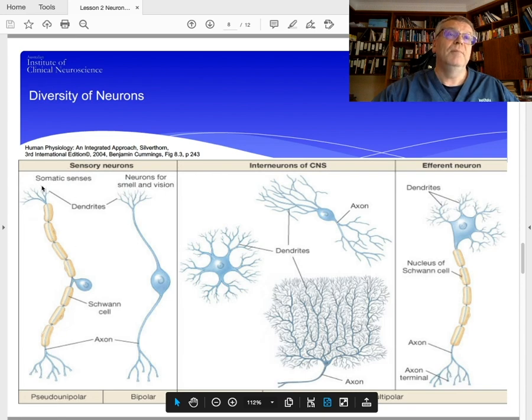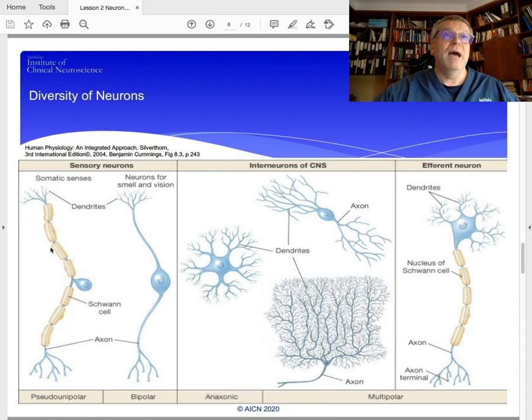So when we talk about efferent and afferent, this would be the afferent axon, and this would be the efferent axon. So when something is bringing information towards the cell body, we call that afferent. When it's taking it away from the cell body, we call it efferent.